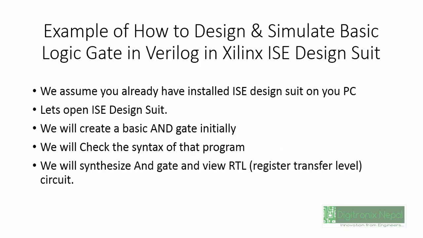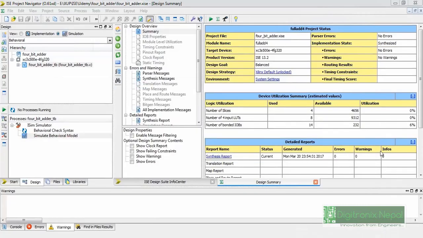Let's open ISE Design Suite. So here are some steps. Assume you already have installed ISE Design Suite on your PC. We will create a basic AND gate. We will check the syntax. We will synthesize it, and we will write the simulation test bench for the AND gate, and we will simulate that AND gate in Xilinx ISE Design Suite with ISim as the default simulator. So let's move to ISE Design Suite.